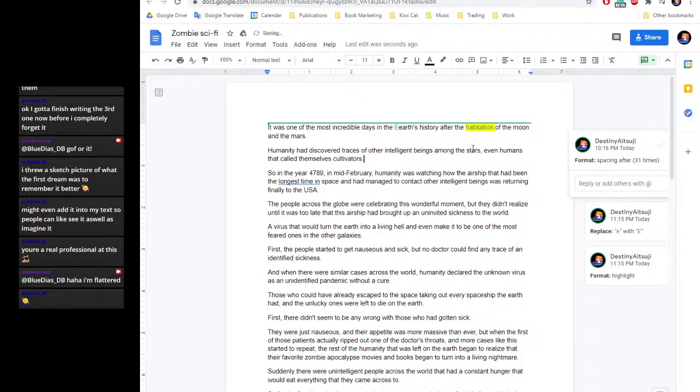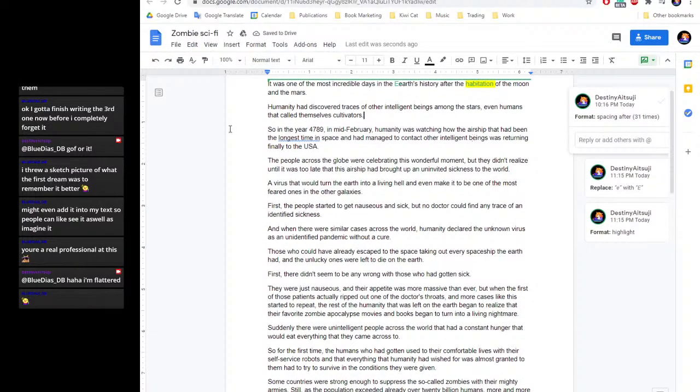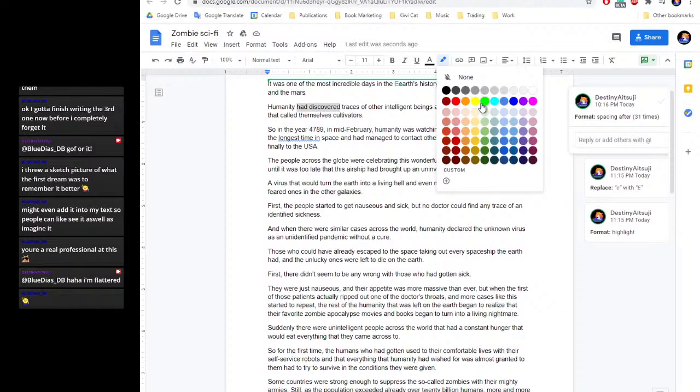Habitation is actually a location where people live in. Maybe they mean a different word, but I don't know. Okay, this is the writer's job to find out. Okay, so humanity had discovered, again passive. I'm not going to write this again. It's the same author, so don't mind if I do it the lazy way of just highlighting and not saying anything.